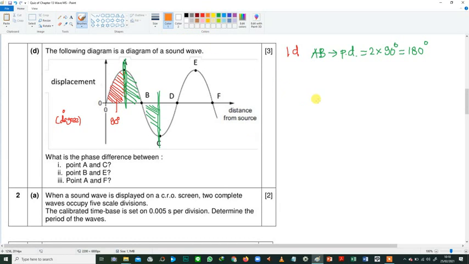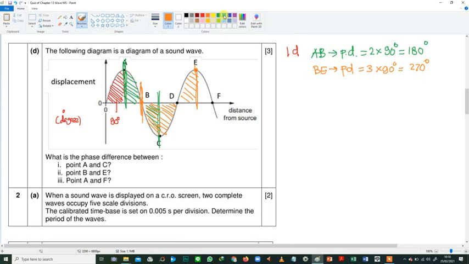Now I'm gonna use the orange one for BE. Okay, so look at B here. So this is the beginning. And E here. So this is the end. So let's count how many sections. 1, 2, and 3. So the PD will be 3 times 90 degree, which is 270 degree.